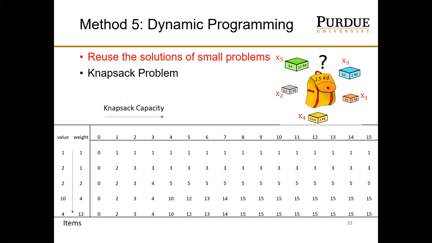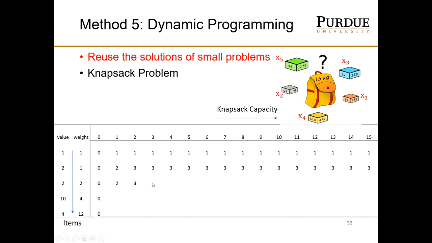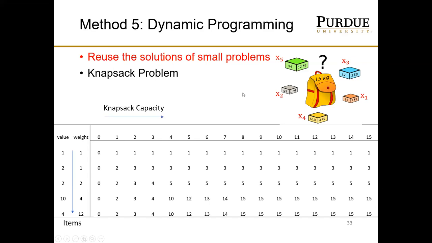So I hope everybody can get a sense of this one. You can revisit this video, or you can talk to me later if you are confused by this dynamic programming. But the basic idea is you just fill out this table. And the way to fill out the table is that if you want to fill out this one, then you need to decompose this problem into smaller problems. That's the idea. You reuse the solutions for small problems. That's the key thing for dynamic programming.